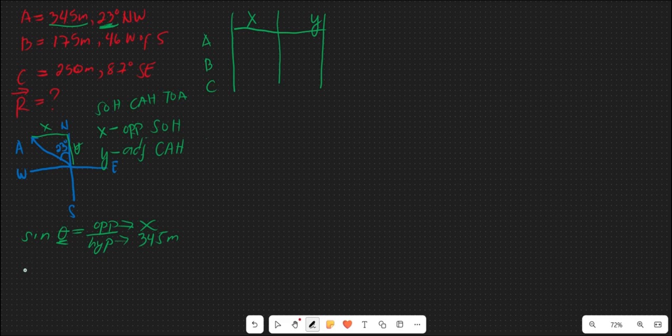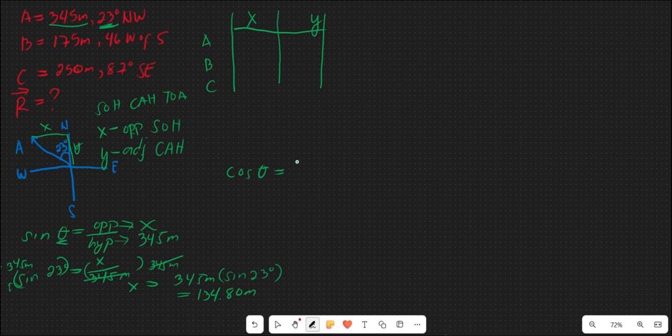So rewriting the equation, now we have sine 23 degrees is equal to x over 345 meters. Multiplying both sides by 345 meters, we cancel out 345 meters on the right side. And we are left with the equation x is equal to 345 meters multiplied by sine 23 degrees. And that will give us 134.80 meters.